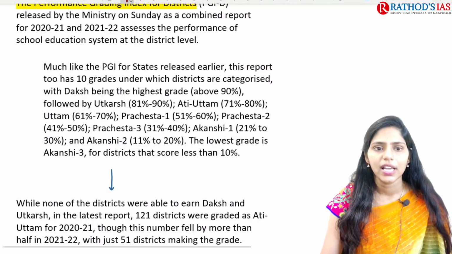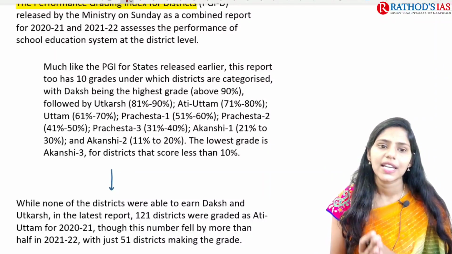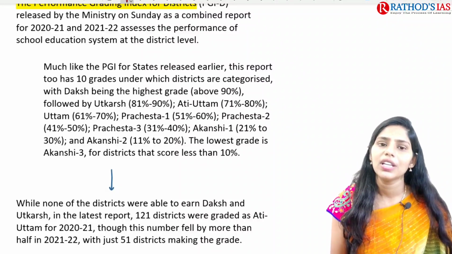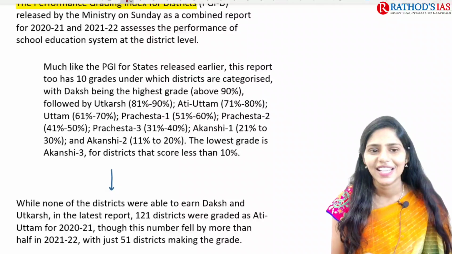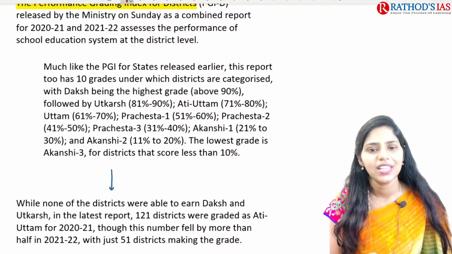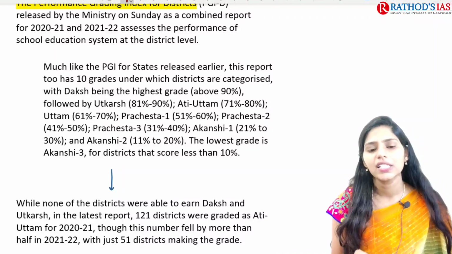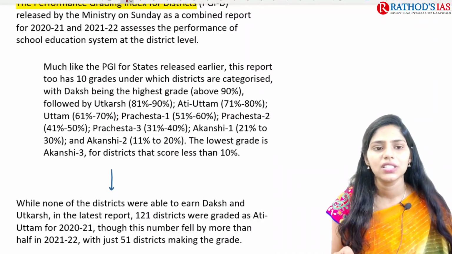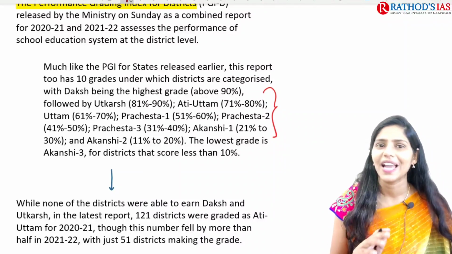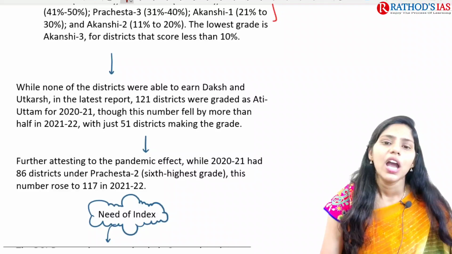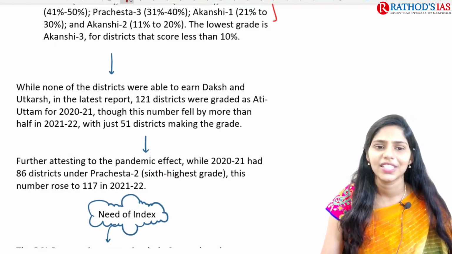Here it says that there are 10 grades. The first highest grade is Daksh, second one is Utkarsh, third one is Ati Uttam, then Prachesta, Prachesta 2, Prachesta 3. Next one is Akanshi 1, Akanshi 2 and Akanshi 3. Akanshi 3 is the least and the best is Daksh. There is no need of remembering this, so UPSC will not be asking questions from this area. And next, none of the districts got this Daksh status.